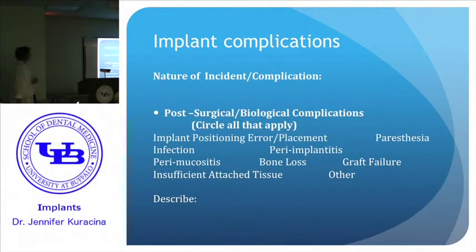So the first section is for the post-surgical or biological complications, whether there's a problem with positioning, paresthesia, infection, periimplantitis, perimucositis, bone loss, graft failure, insufficient attached tissue, and other. So this is where, if you see bone loss on recall, or your student has a patient in for perio recall, the patient had an implant placed a few years ago, and you see when you're updating the radiographs that there has been bone loss, again, this is when you report that.